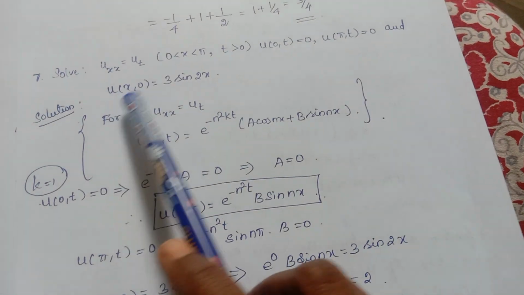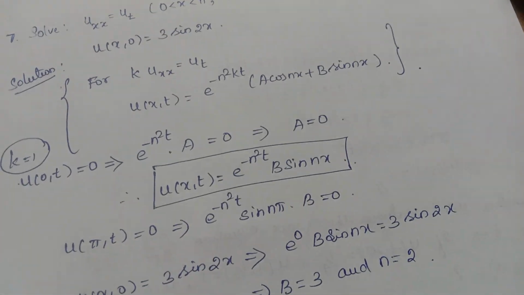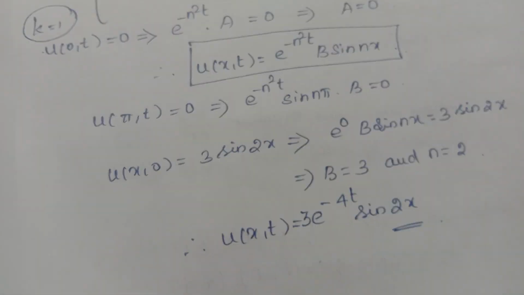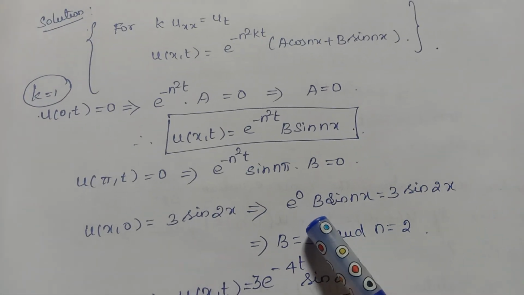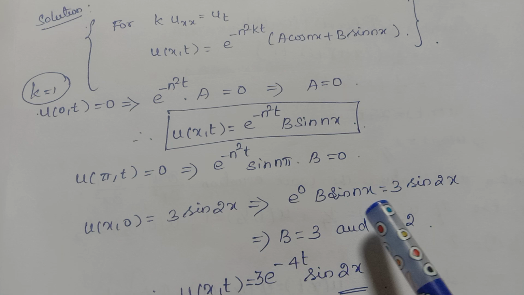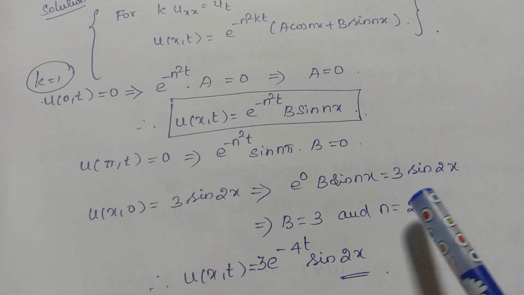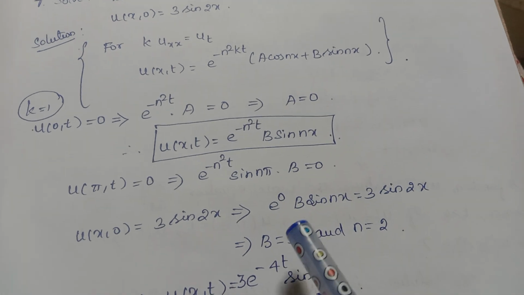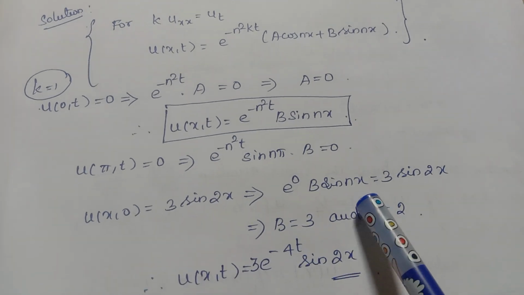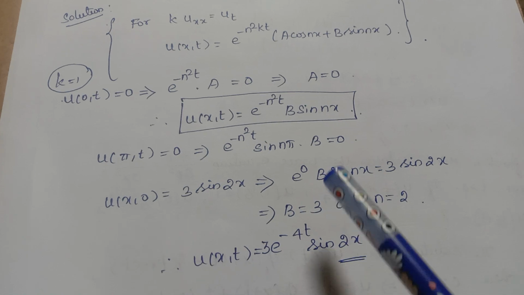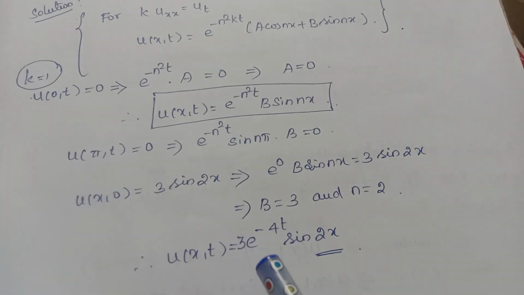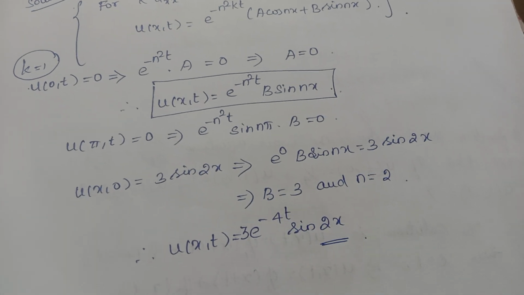Next one is u of (x, 0) equal to 3 sin 2x. They have given it. So u of (x, 0) is e power 0 into b sin nx equal to 3 sin 2x. Now you compare the left and right hand side. e power 0 is simply 1. The constant b is equal to 3 and n is equal to 2. Therefore, what is the solution? b equal to 3, and you put 3 into e power minus 4t into sin 2x. So this is the solution.